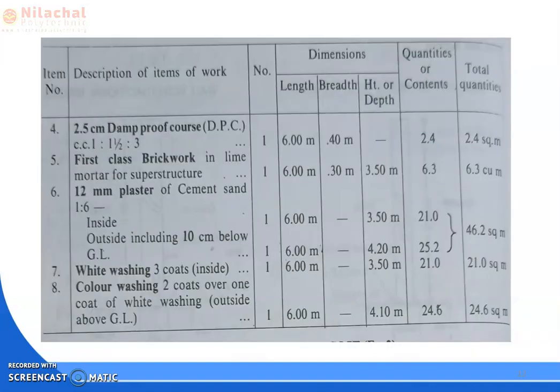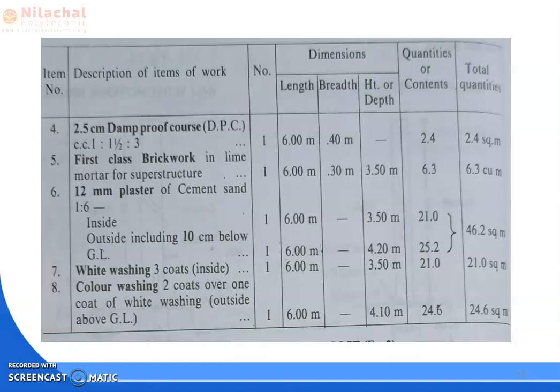What is the next part? Item number 4 is a 2.5 centimeter damp proof course, DPC, CC 1:1.5:3. What do you mean by 1:1.5:3? CC means cement concrete only. So here the composition is given: 1 part cement, 1.5 parts sand and 3 parts aggregate. Here the thickness is specified, so no need to specify the thickness in the height or depth column.